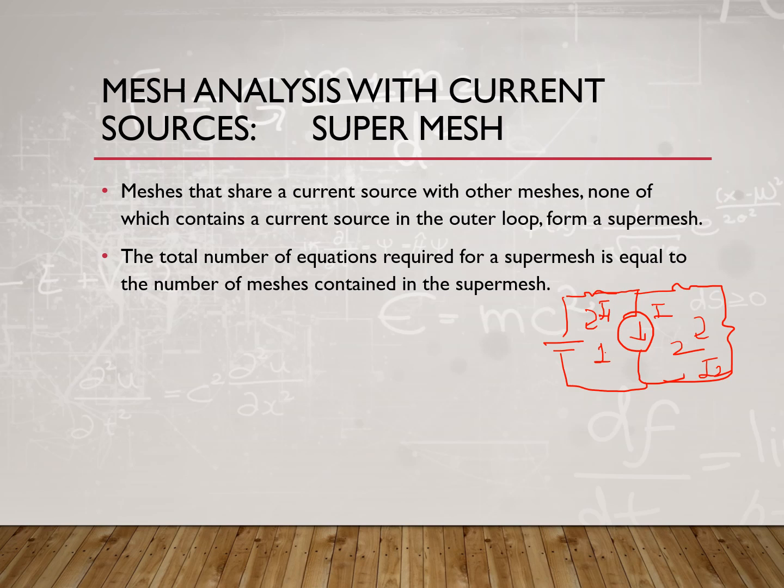So the first thing, how you write the super mesh equation, is that you first write a KCL for the current source, right? A KCL equation is written for the current source, and how do you write it? This is the current source I, and this current source is common to mesh 1 and 2. So in terms of I1 and I2, I can write I is equal to I1. I1 is the current which is flowing down, I2 is flowing up.